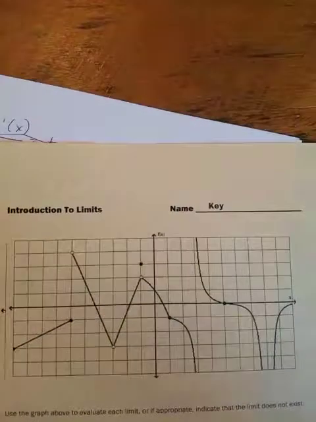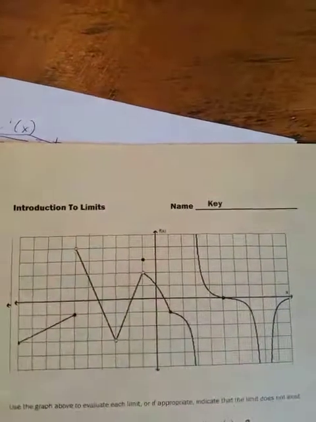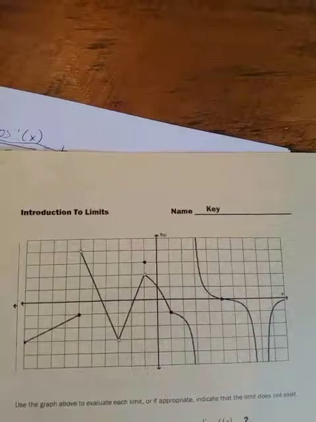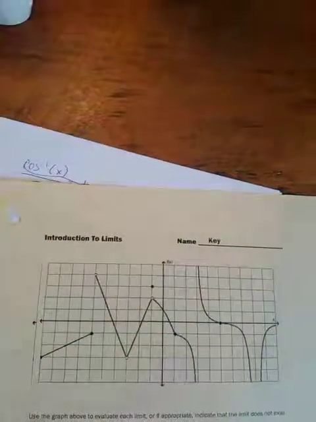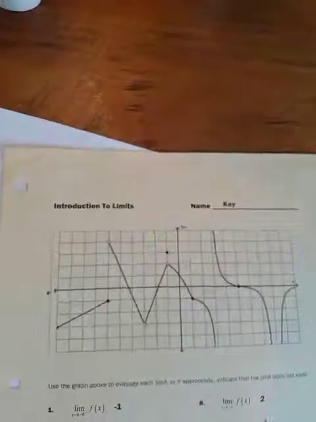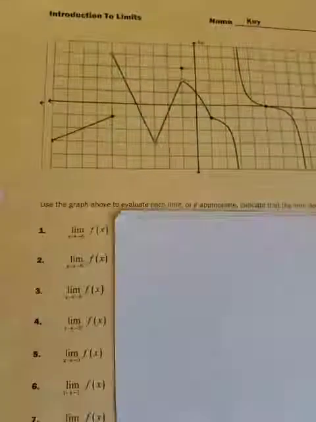And here's the last thing I'd like to look at with you, is just if you are given a graph. And this is my key because I don't have a printer at home if you haven't caught on to that yet. All right, so use the graph above to evaluate each limit.